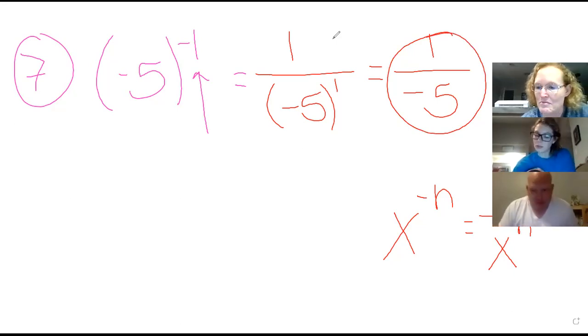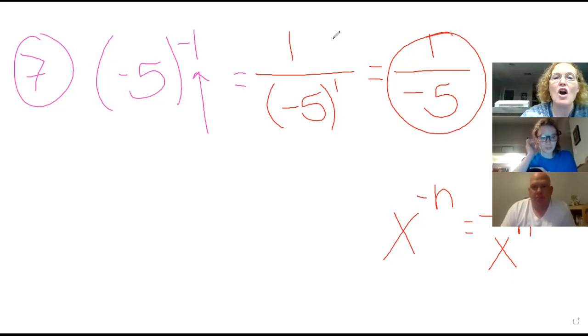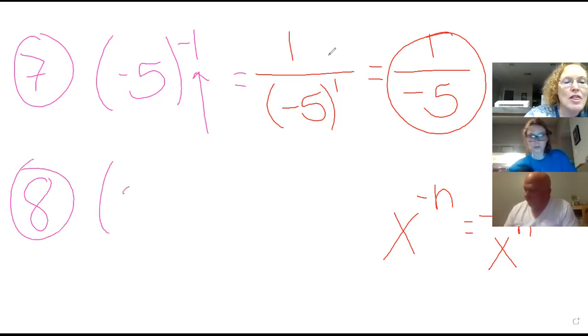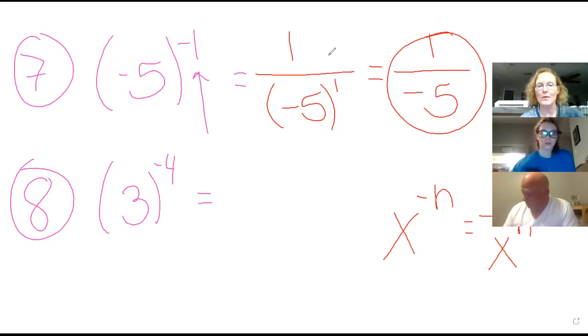What do you think about that one? Okay. All right. Let's try something that's kind of similar. Let's see what we can do. I'm not going to have as many negatives this time. Let's try 3 to the negative 4th power, and let's see what we can do with that.